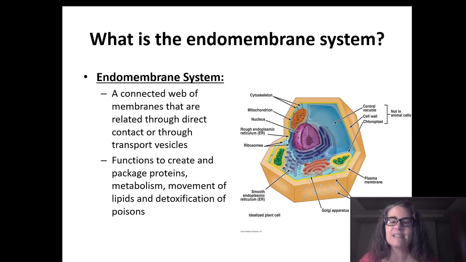The endomembrane system of organelles has lots of different functions, everything from creating and packaging proteins to dealing with lipids and metabolism of different kinds of sugars, fats, and then also breaking things down that are necessary for the body and building different materials that are necessary. So lots of different functions for this particular set of organelles.